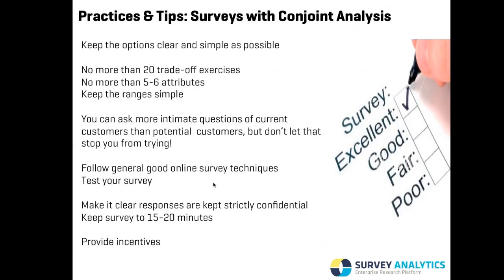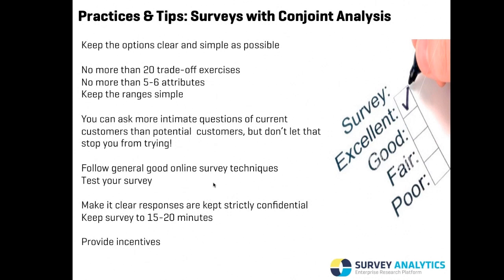Thank you. All right, so some other practices and tips here to get started with conjoint. You want to make sure to keep your options as clear and simple as possible. No more than 20 trade-off exercises, no more than 5 or 6 attributes. Definitely try your best to keep the ranges simple here. Again, we don't want to go with the kitchen sink, and hence, chainsaw conjoint, at the end of the day, really is just trying to run a simple and effective conjoint.